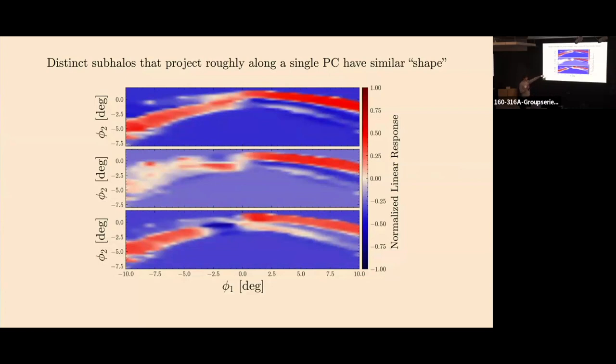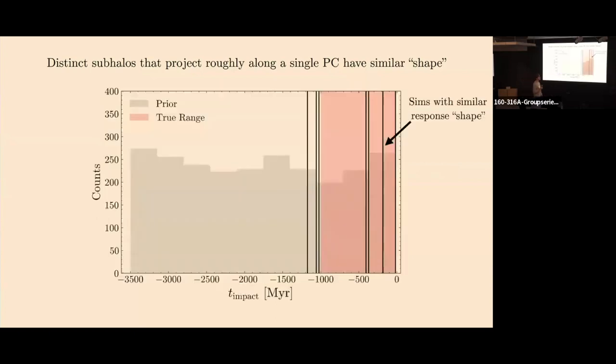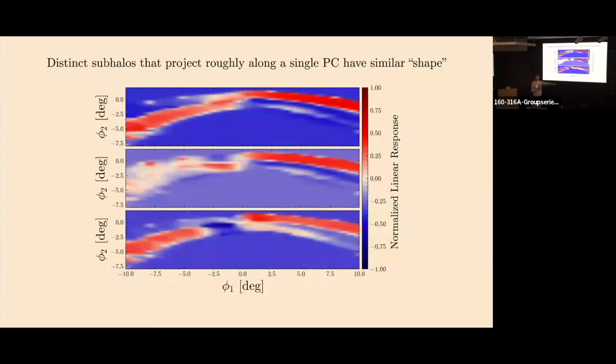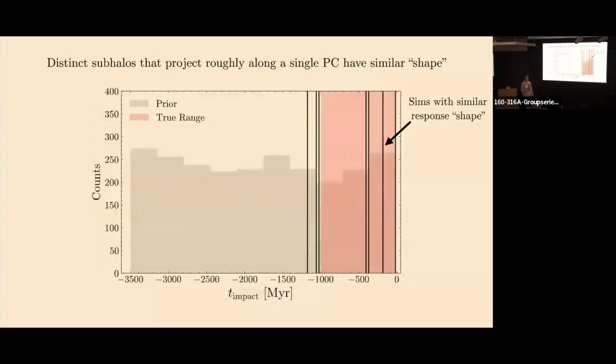You can get very similar qualitative features in this density contrast, but the actual subhalo orbits are different. So that's being captured in this sort of analysis. And a more quantitative illustration of this here, this is the impact time of the subhalos when they hit the stream. The true range is in red, the prior distribution is in gray. And then these black vertical lines, these are the simulations that have very similar sort of contrast shapes. The amplitude of the contrast is very similar for these black lines. You can see that they all sort of fall in the true range.